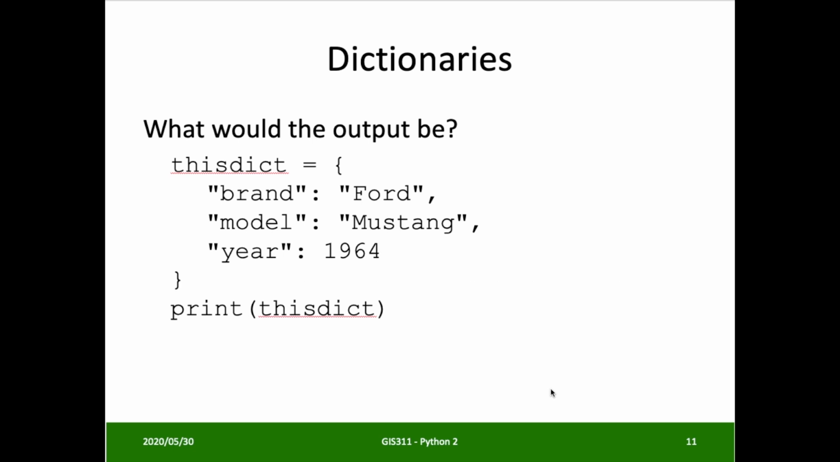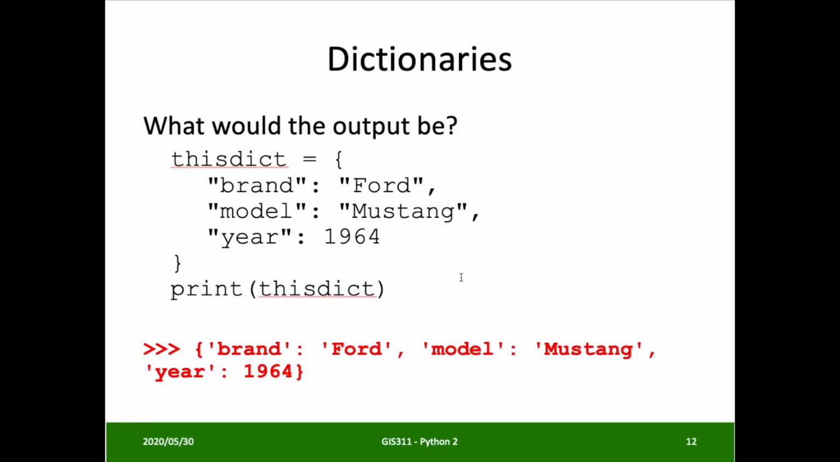Okay, so if we have the following, a dictionary with brand, which is Ford, model, Mustang, and year 1964, and we want to say print this dictionary, what would our output be? The output would look like this: brand, Ford, model, Mustang, year 1964. You can see you have the key and the value separated by a colon. Okay, and then the next pair, a key and a value, etc.